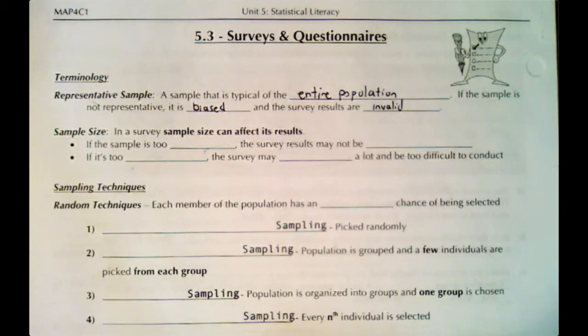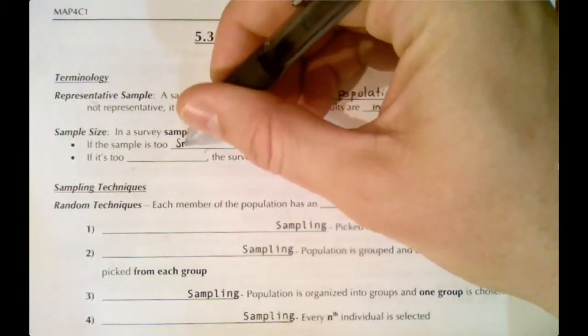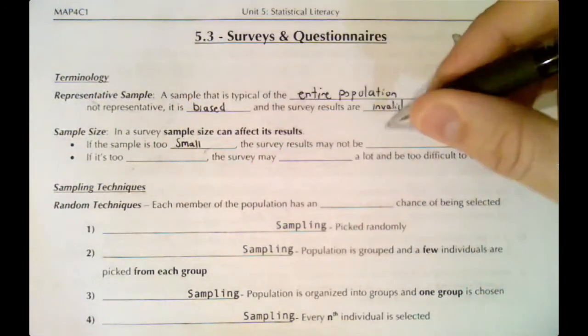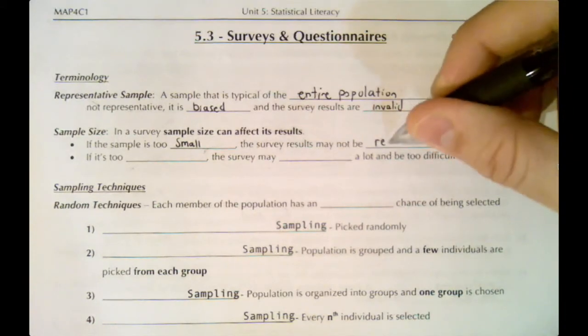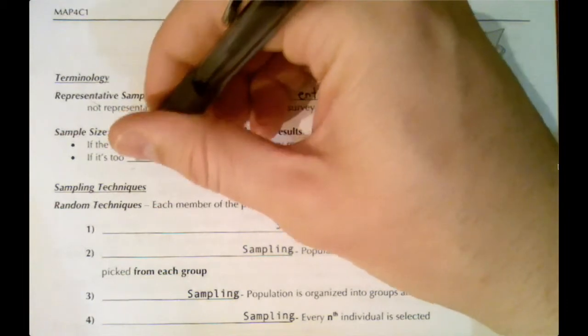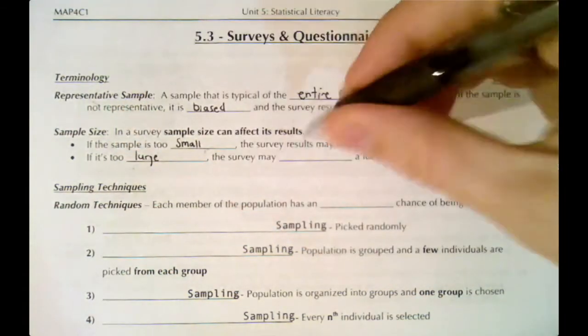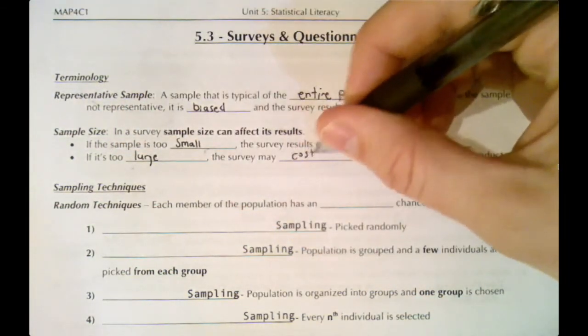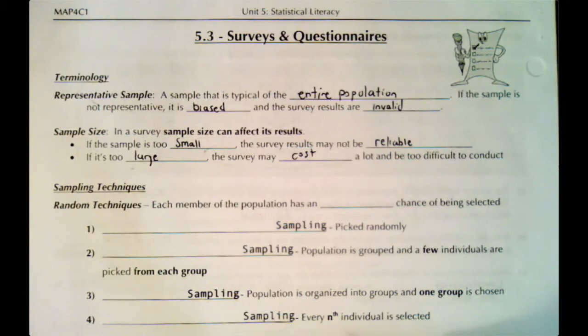Sample size. In a survey, sample size can affect the results. If the sample is too small, survey results might not be reliable. If it's too large, the survey may cost a lot and be difficult to conduct. Sample size is how many people you're actually giving the survey to.